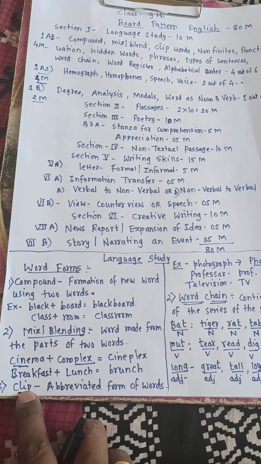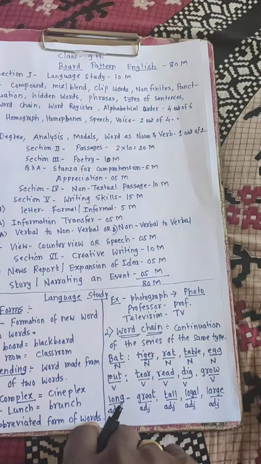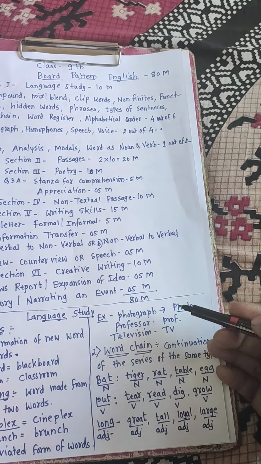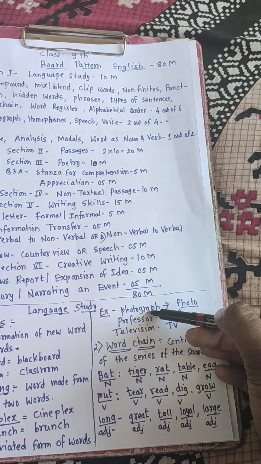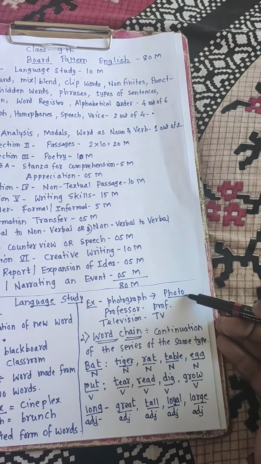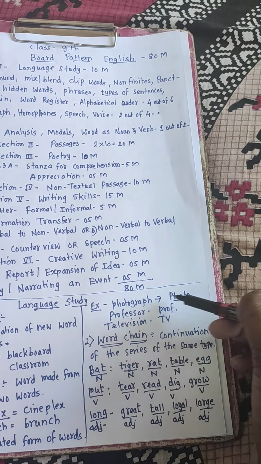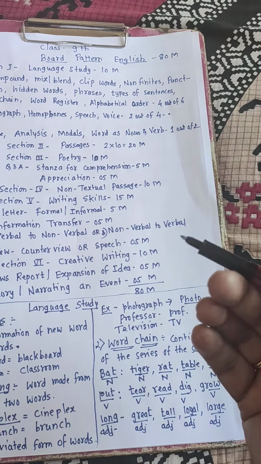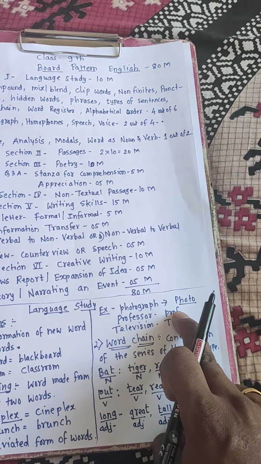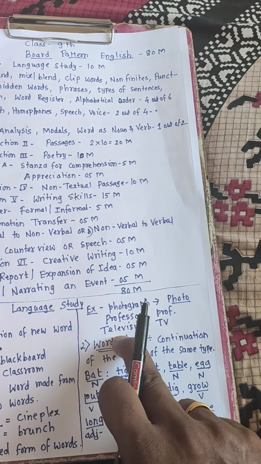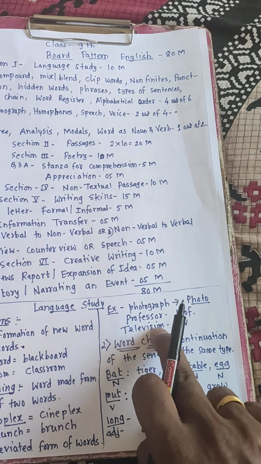Then third type of word is clip word. It is abbreviated form of words. Means instead of using the full word, sometimes we use short form. For example, photograph. Photograph is a complete word, but we never use the complete word, we just say photo. So this is a clip word, means instead of using a full word, we simply use abbreviated form or short form of that word. Now professor, we simply use prof. Television, we never say television, we always say TV. So TV is a clip word of television.